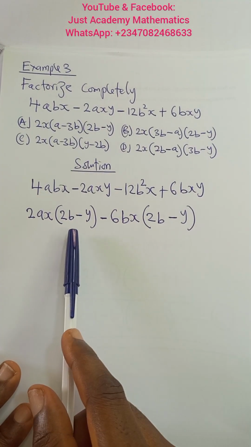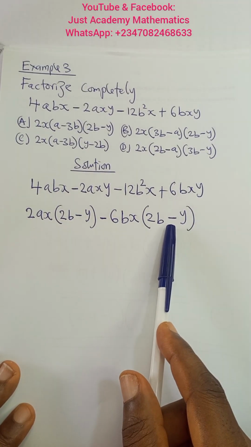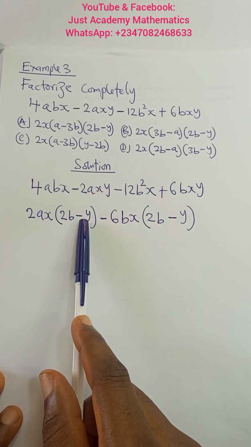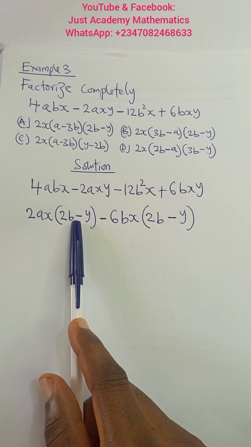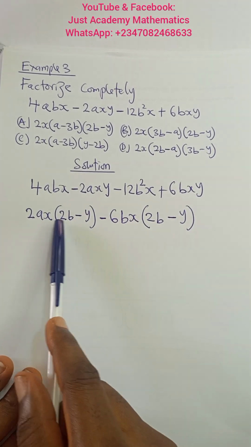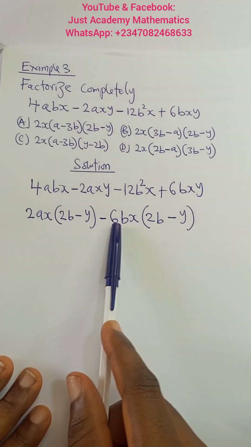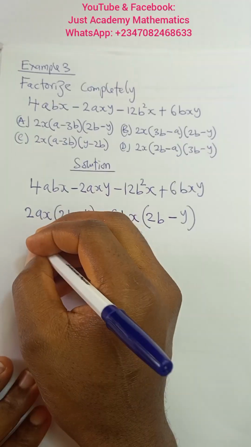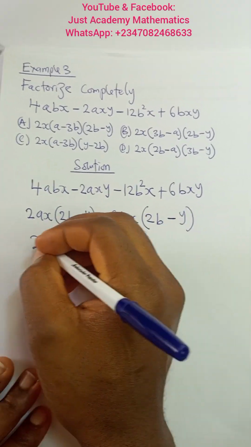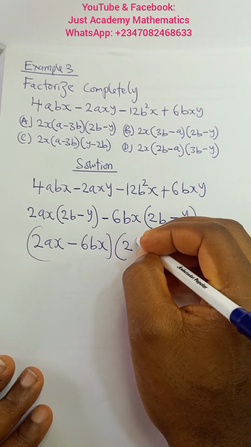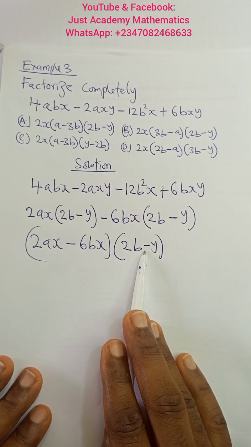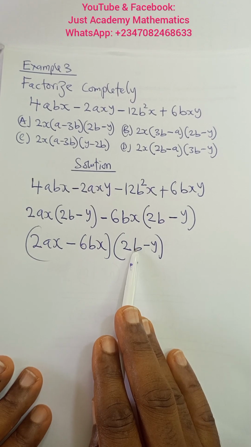Now notice that the two brackets are the same, which is an indicator that your factorization is correct. So if you factor out the common bracket, you can bring out the common bracket first, or you can pick these two in front first. Let's pick these two in front first, which is 2ax, then minus 6bx. Then we'll pick one of the common brackets, 2b minus y. It's still the same thing. We'll factor out the common bracket here.